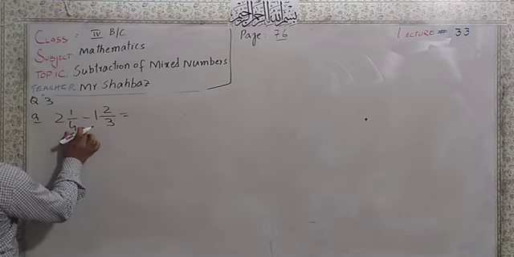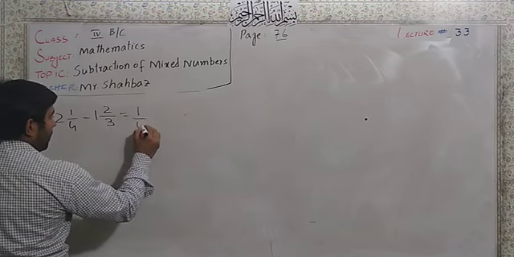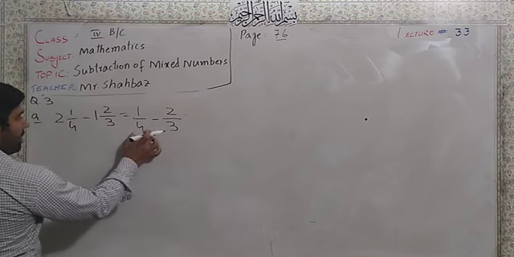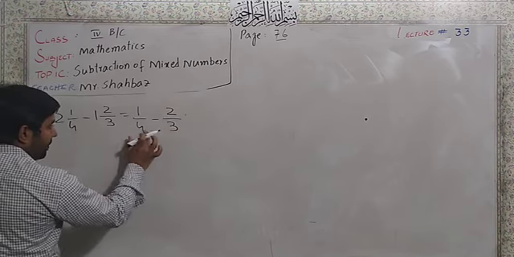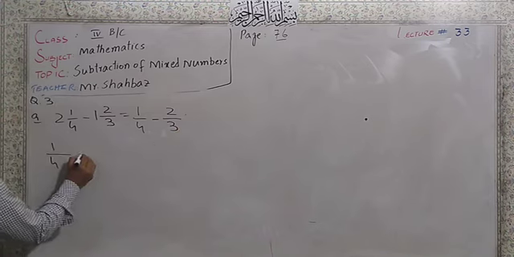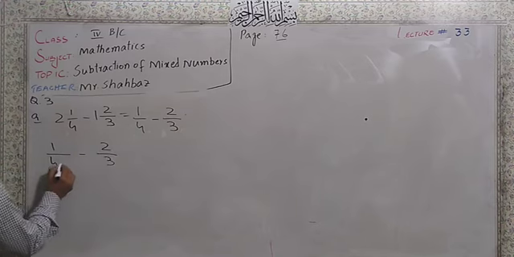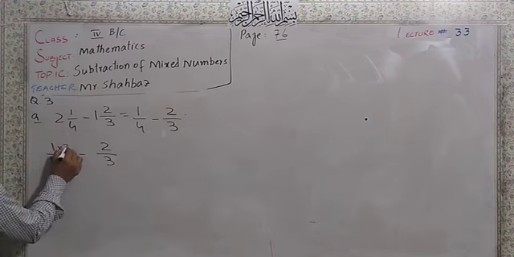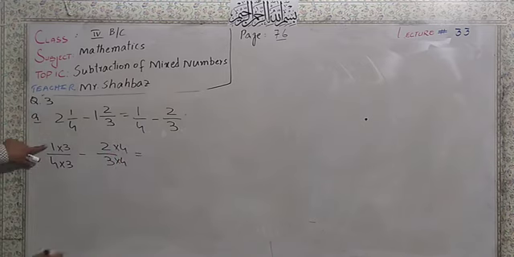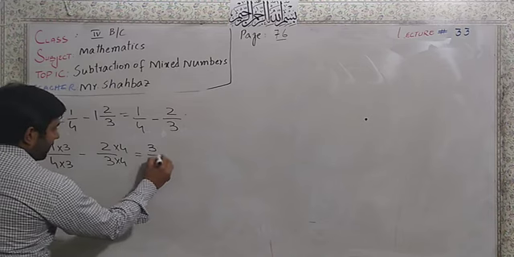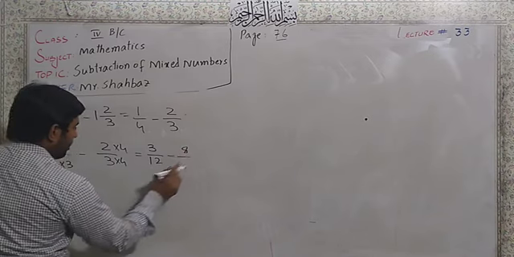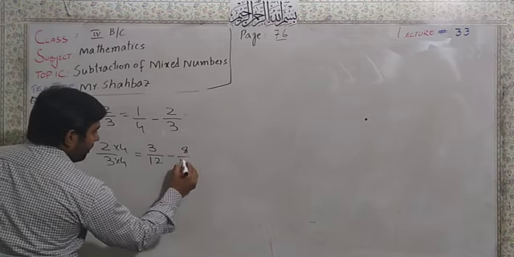Again we have to take the fraction. This is 1 over 4 minus 2 over 3. This is 4, this is 3. The LCM of 3 and 4 is 12, so we'll make 12. 4 multiplied by 3 will be 12, and also multiply 3 here. 3 multiplied by 4 will be 12, also multiply 4 here. So 1 times 3 is 3, 4 times 3 is 12, minus 2 times 4 is 8, 3 times 4 is 12.